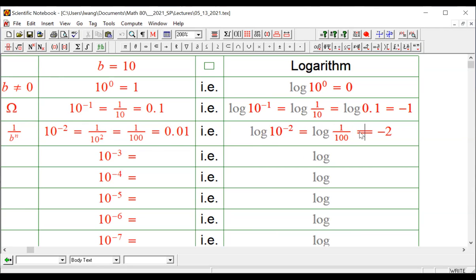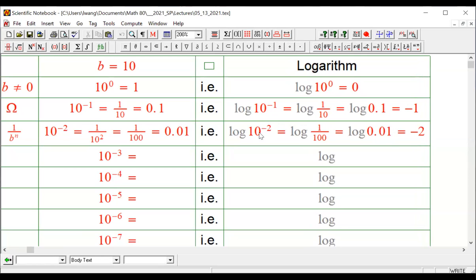And I can also write it as log 0.01. 0.01, that's also equal to -2. Of course, I didn't write this way, which is 10 to the power -2, 1 over 10 to the power 2. Can you guys fill out these blanks?